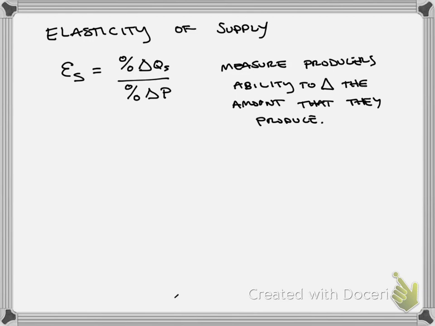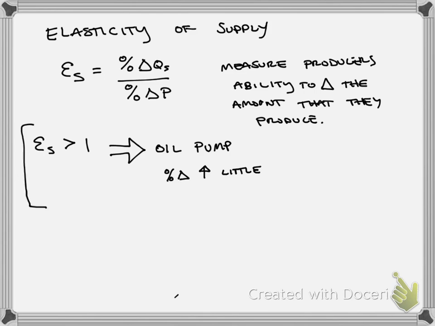All right, so we're going to look here, this is always going to be a positive number. So if the number is greater than 1, well, an example of this is an oil pump. So let's suppose that the percent change in price goes up by a little. Are they able to produce a lot more rather quickly? Well, in this case, all you got to do is make the pump a little faster. So that's why this would be elastic in supply.